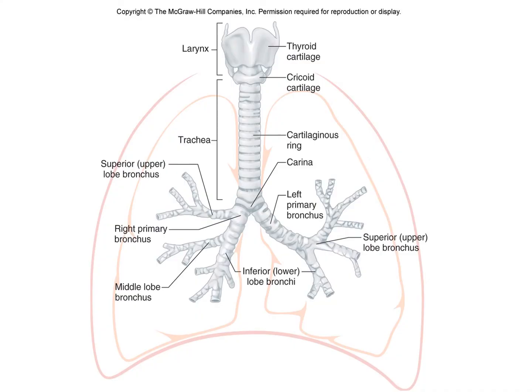This diagram shows some of the structures we've already discussed. Here you can see the larynx containing the thyroid cartilage. You can see the trachea with its cartilaginous rings. At the base here is the carina, the dividing point between the right and left bronchi.